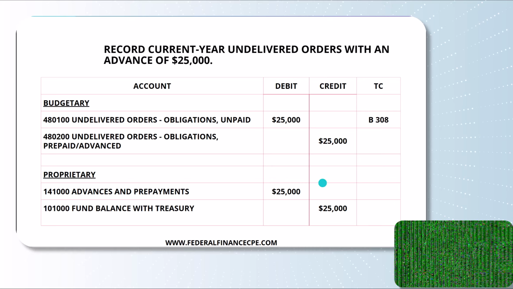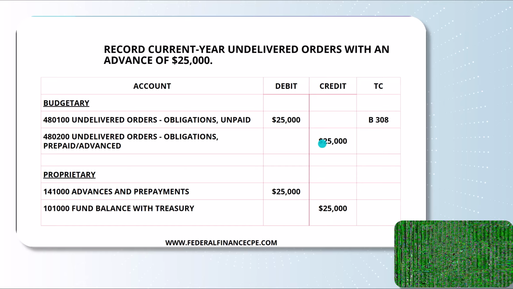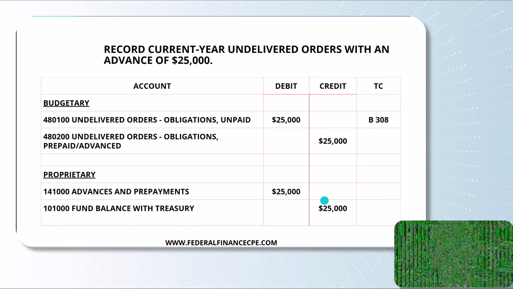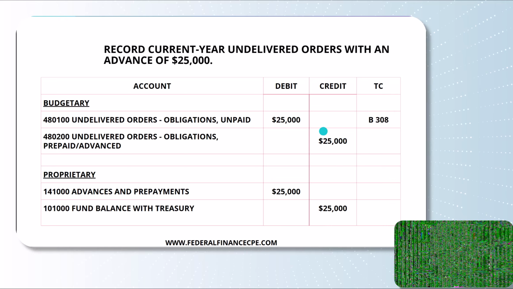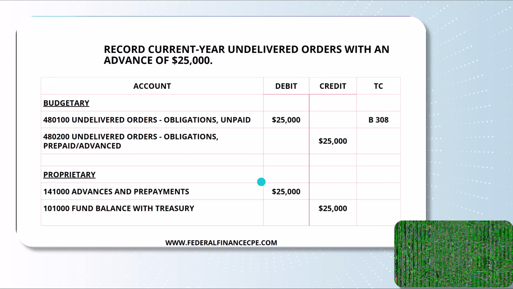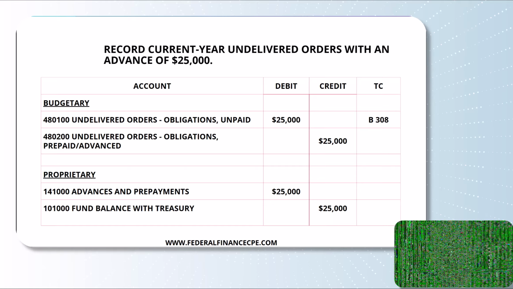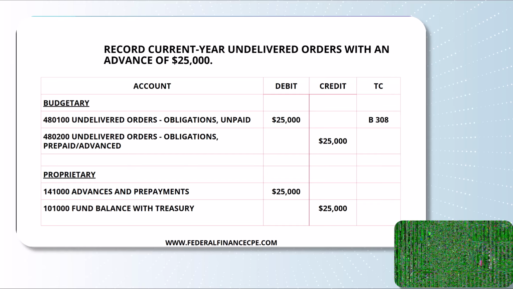And remember, with budgetary accounting and proprietary accounting, for budgetary we're increasing balances of credits, but for these assets, we're reducing the balance. But so we increased our prepaid obligation and we increased our prepaid asset. It goes together, right? All right. And we did this with our transaction code B308.